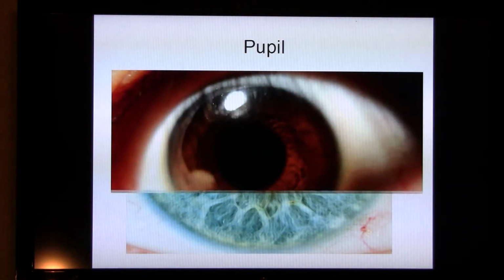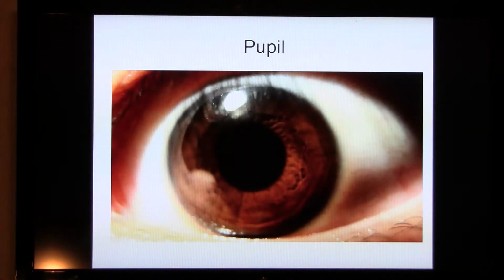And in the next slide is the pupil. It is the dark circle in the center of the iris. It is a hole that lets light through.